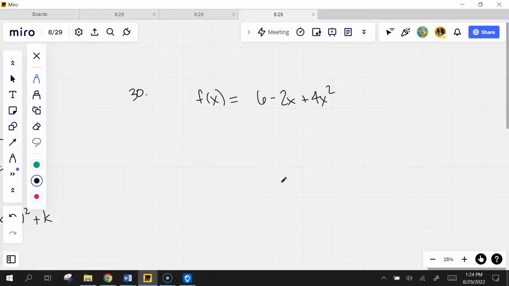That's exactly right. I want to put it in standard form before I do anything else to make my life a little easier. All right, what do I do first? Try it on your own, then we'll do it together.